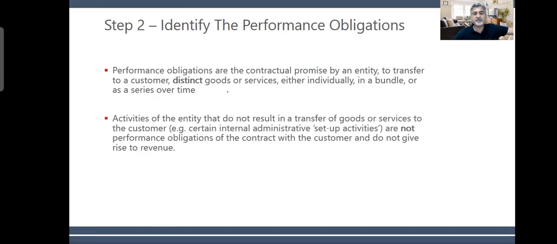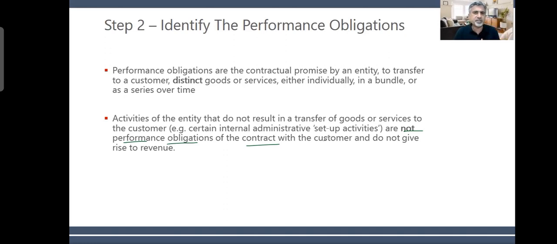The criteria are activities of the entity that do not result in a transfer of goods or services to the customer. Example, certain internal administrative setup are not performance obligations of the contract. So if we say that we are going to plan or make this building for you, and making this building means digging the foundation and stuff like that, whatever. So we say foundation and structure and external facade, internal fittings, furnishing, whatever.